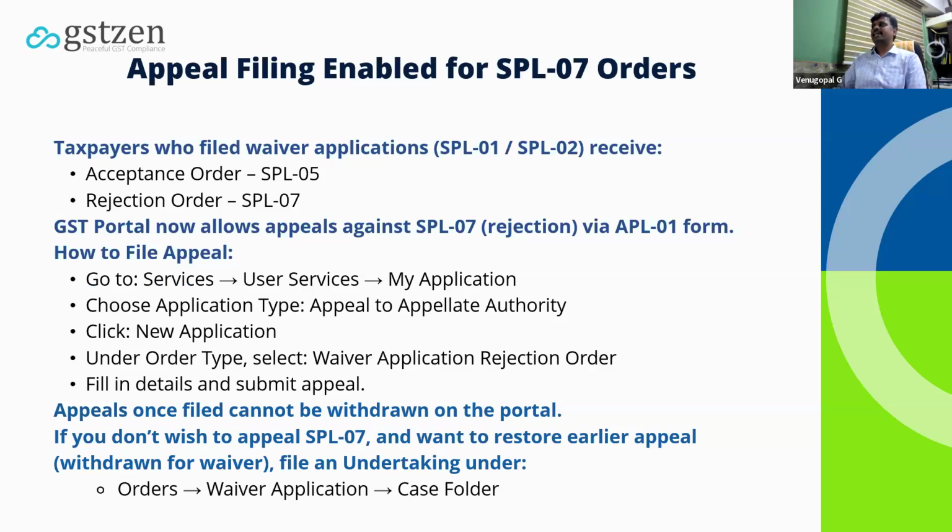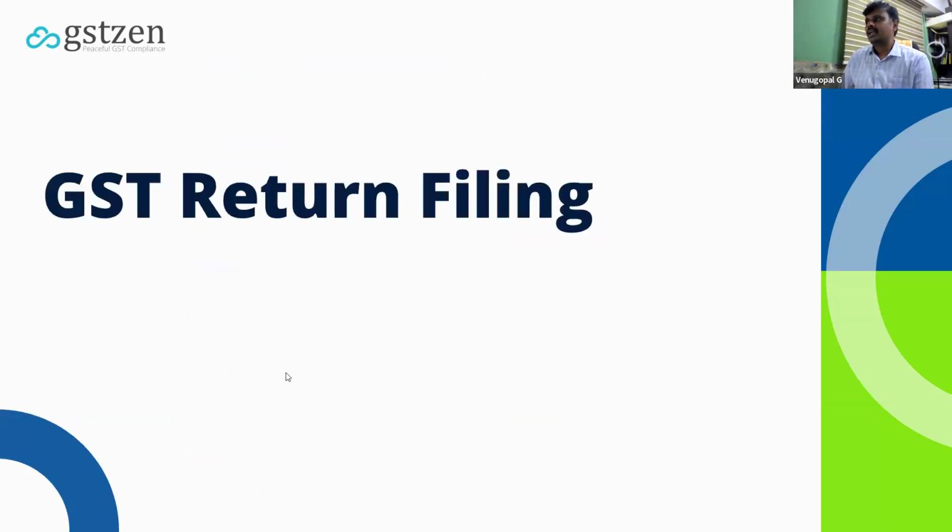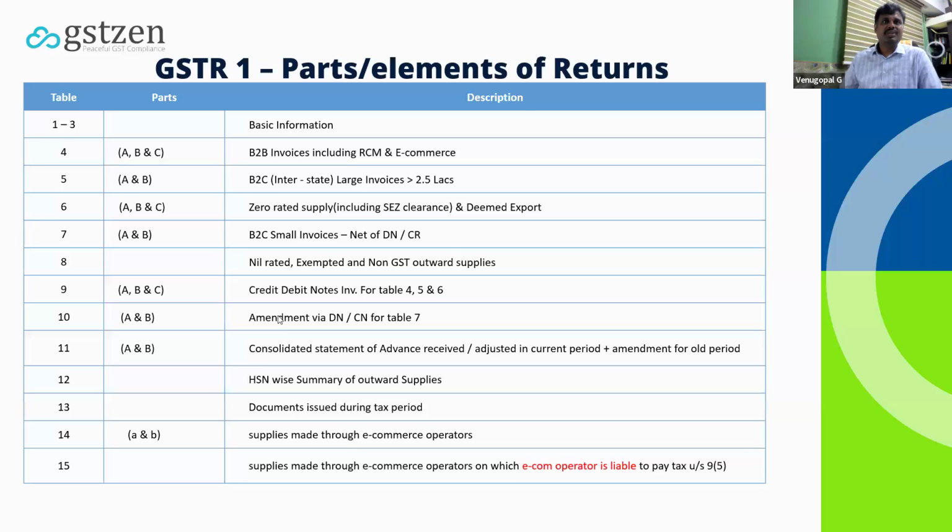So the appeal filing is enabled for SPL 07 orders. The rejection orders are available now. Then on return filing, a quick sneak peek of R1 and 3B. R1 is divided into 15 tables. You can take a screenshot of this. Anyhow, we will share the copy of the presentation.